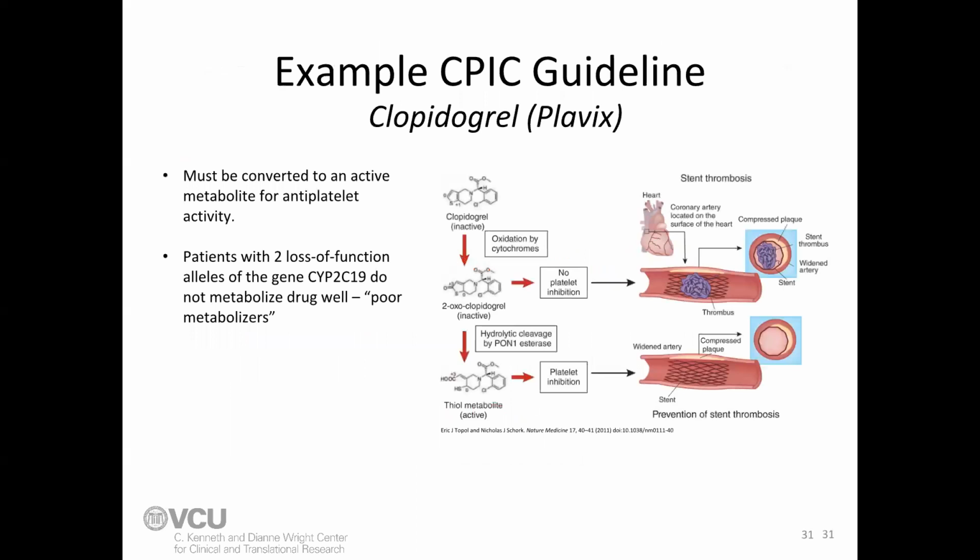For example, clopidogrel is used to treat blood clotting, so it has antiplatelet activity, but in order for it to serve in that manner, it has to be metabolized into another form by your body. And so patients that have two loss-of-function alleles in the gene CYP2C19 don't metabolize the drug well. So if the drug is not metabolized, then it doesn't get transformed into its active form, which means it's not going to do anything for the patient.